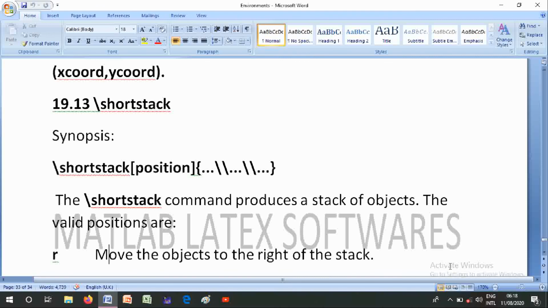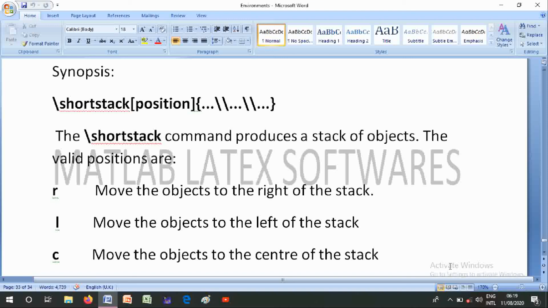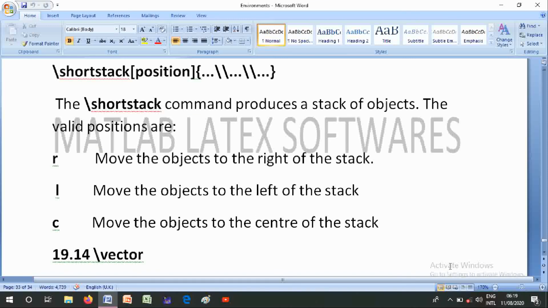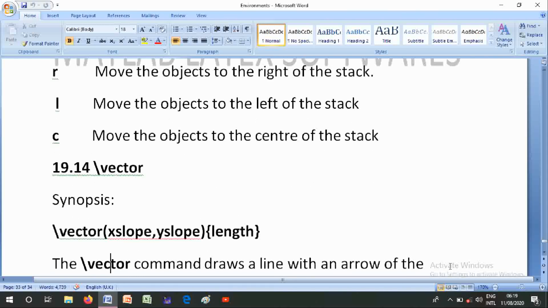19.13 is shortstack. Its synopsis is \shortstack[position]{...\\...\\...}. The shortstack command produces a stack of objects. The valid positions are: R moves the objects to the right of the stack, L moves the objects to the left of the stack, and C moves the objects to the center of the stack.